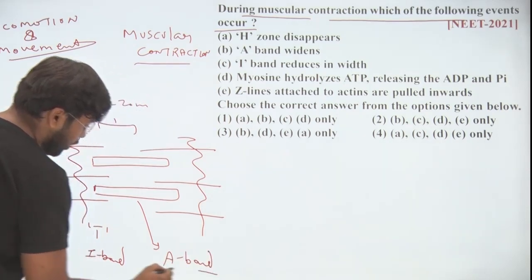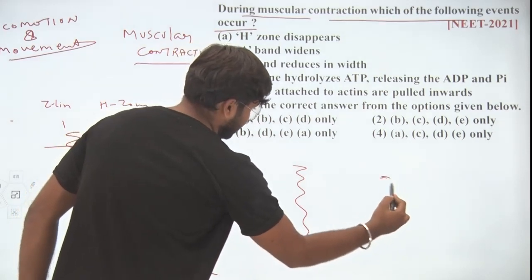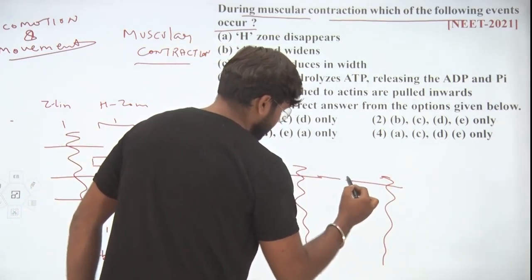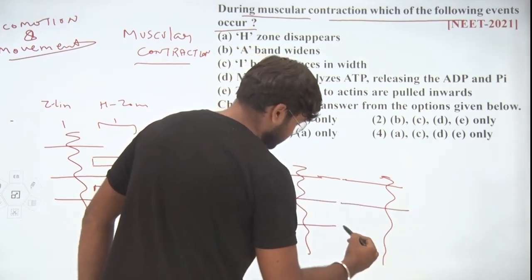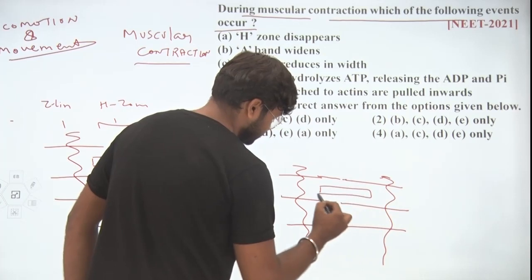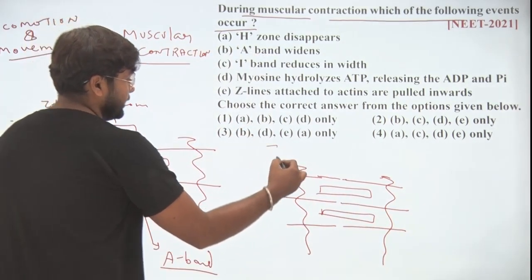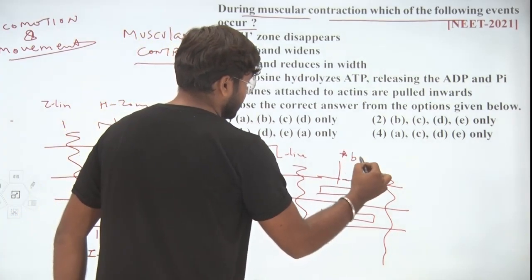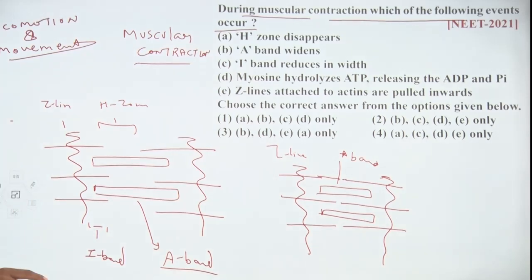It is about the normal one. When we are talking about the contracted, the contracted is this one. There is a reduction in this size. So look at here, it is having the Z line, I band is not there, A band is there, clear? So the option is, during the muscle contraction, which of the following events occurred?